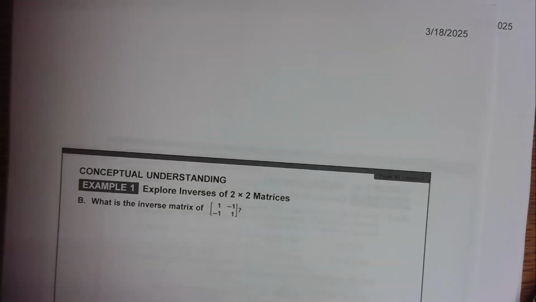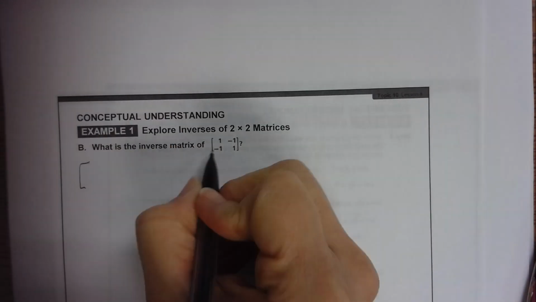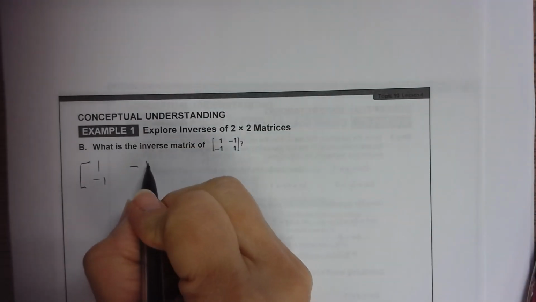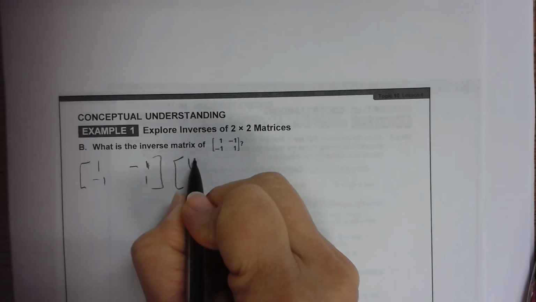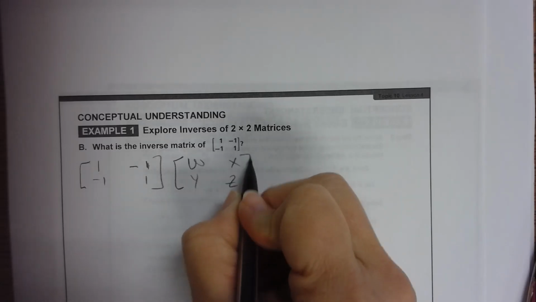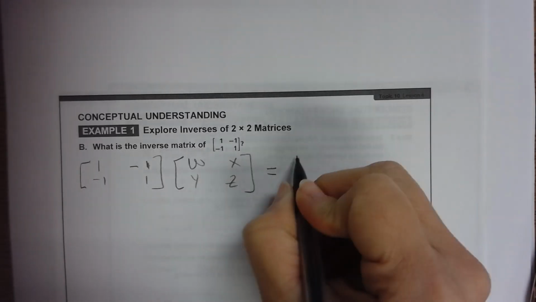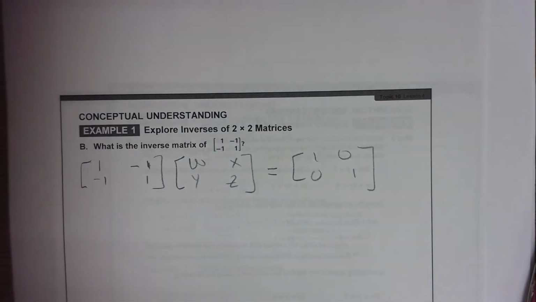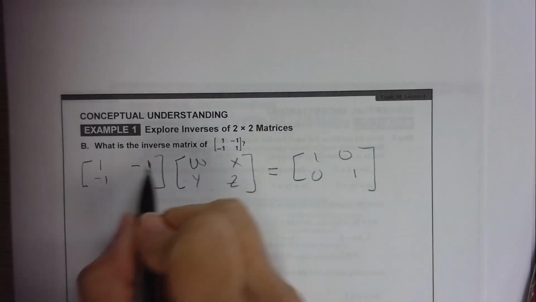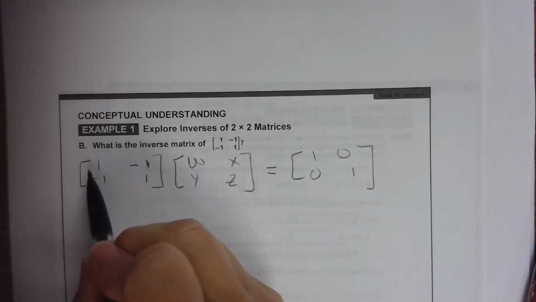Okay, find the inverse matrix of 1, negative 1, negative 1, 1. We're going to do exactly the same process. So my matrix, 1, negative 1, and then negative 1, 1. That's the original matrix. I want to find its inverse. So w, x, y, z. That should equal 1, 0, 0, 1, the identity. All right, so we're going to do the multiplication here.